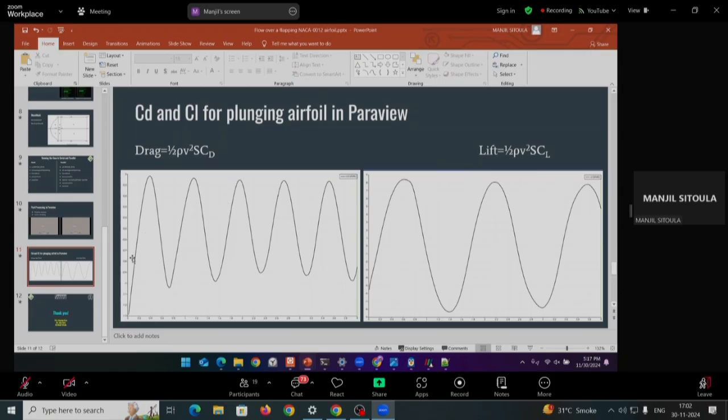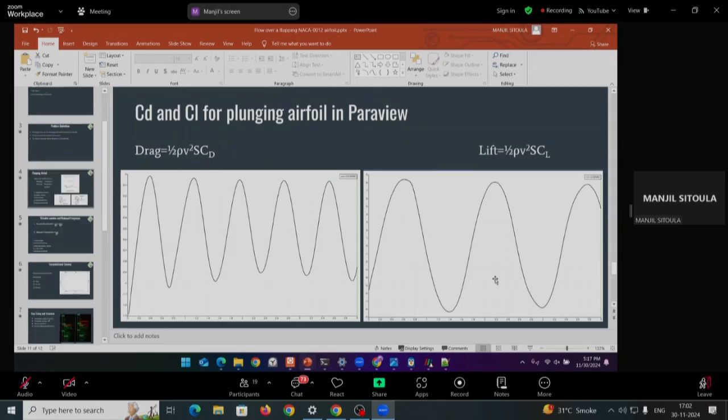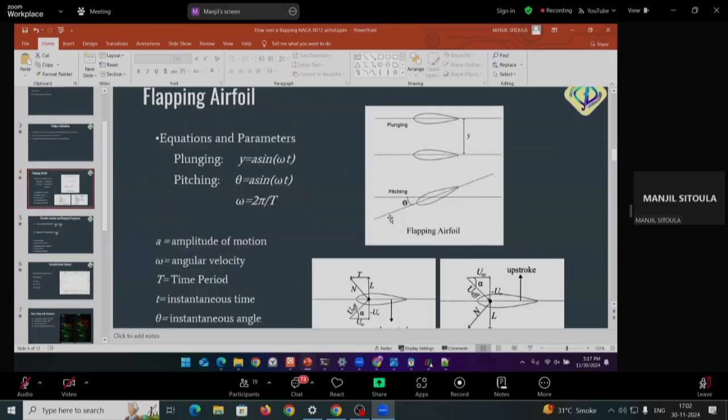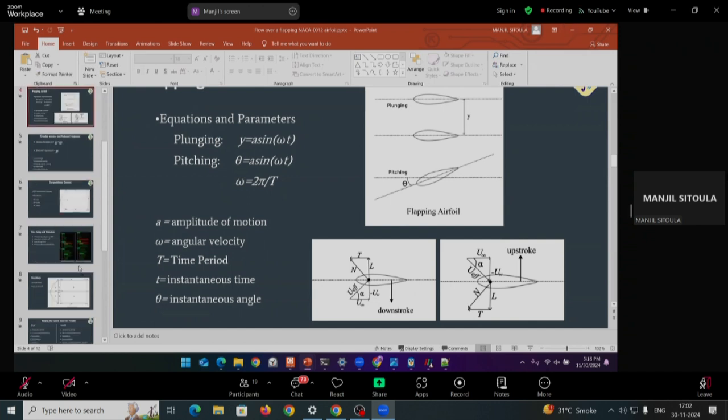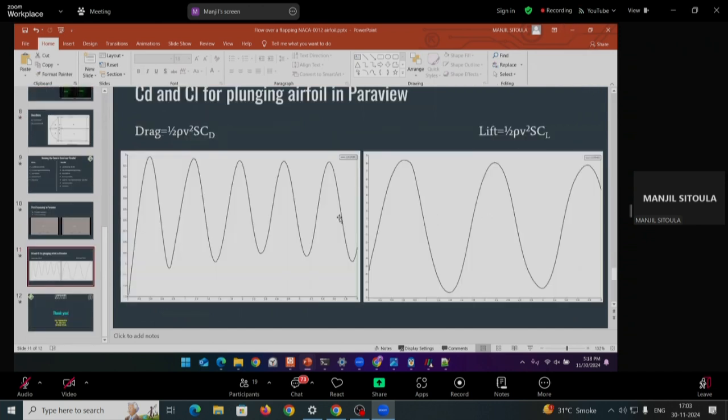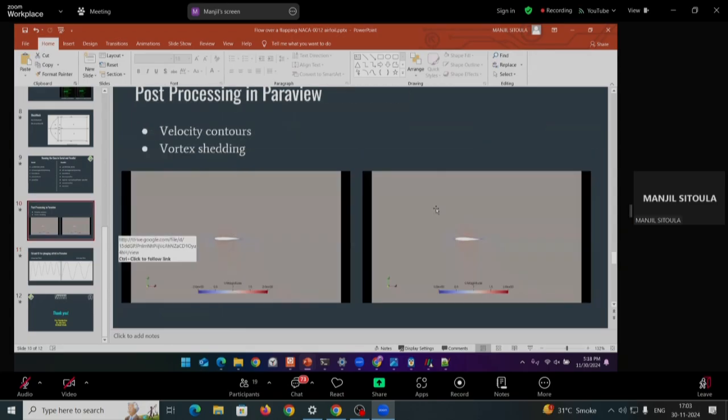So in our case, we have got the thrust, and in the lift, you can see the positive and negative direction, because I had already shown that in the downstroke when the airfoil plunges, the lift is in the positive direction, and when it is upstroke, then the lift is in the negative direction. So this is the cause for the positive and negative direction of the lift. And since the angle of attack is continuously changing, we have a continuous change of the CL and CD.